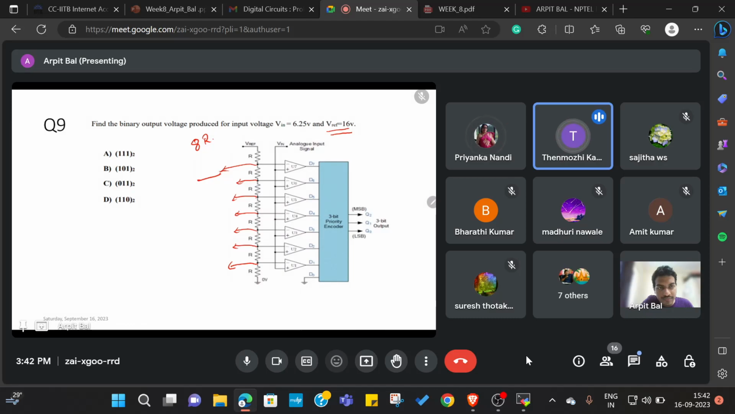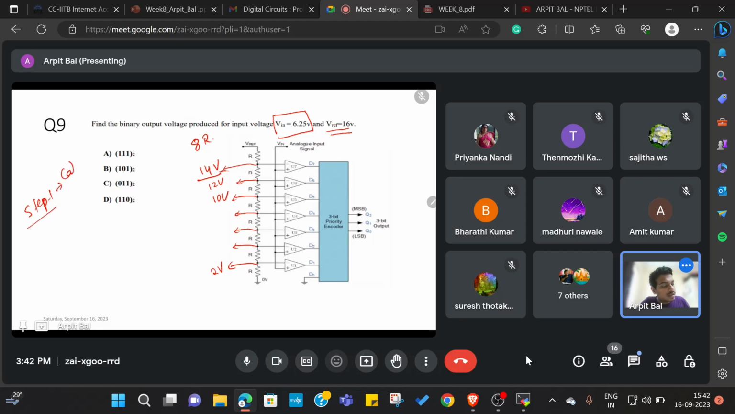The same as we calculated before: 16, 14, 12. Correct. So this will be 14 volt. Similarly, this will be 12 volt. This is 10, and it will go all the way down to 2 volt. Okay, and here also, let us see what the V input is. So step 1 should be to calculate the reference voltages.